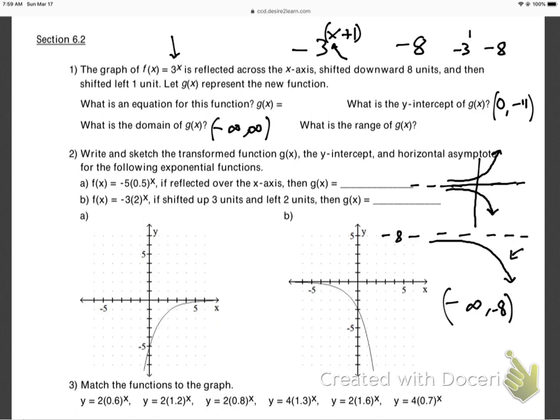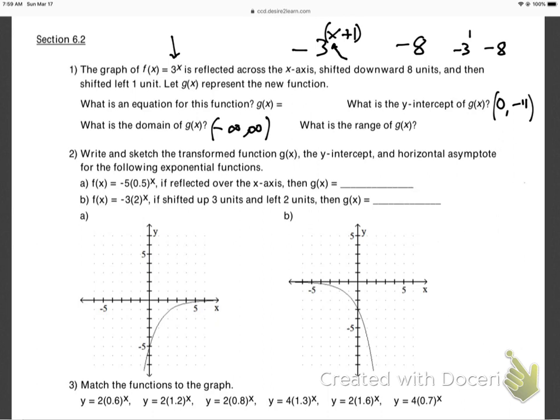Okay, let's take a look at some other questions. Write and sketch the transformed function, with y-intercepts and horizontal asymptotes. Okay, let's take a look at this one. Now then, this here, I can tell that because it's negative in front, so it's an over the x-axis reflection, okay? And look at this 5 here, okay?